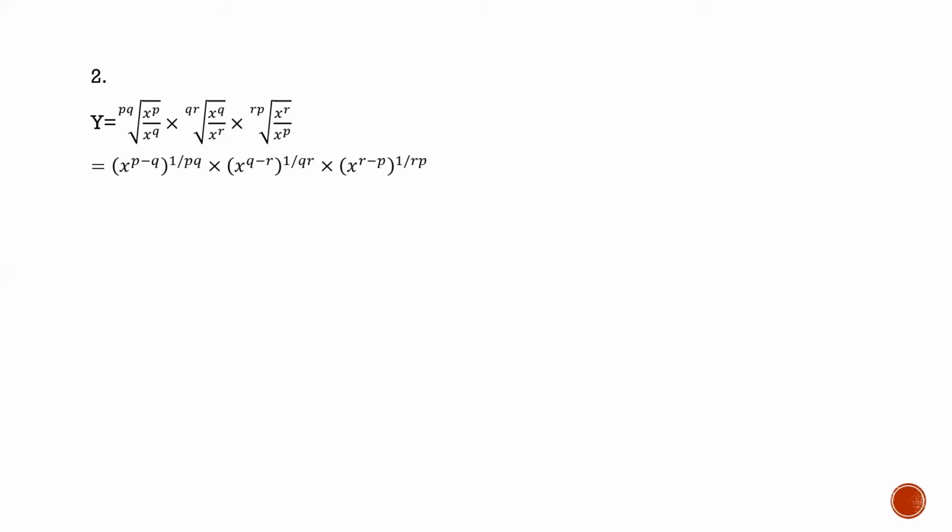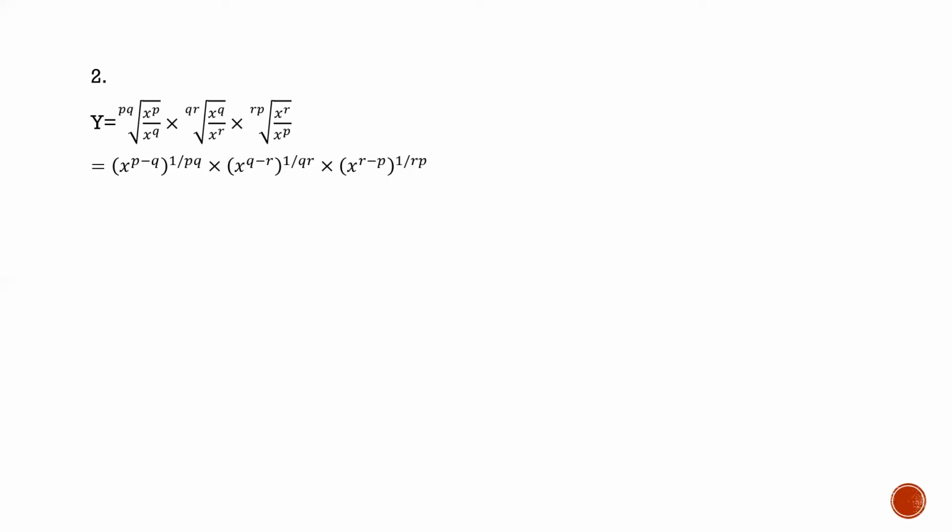Firstly, we have applied the formula of a to the power m divided by a to the power n, which equals a to the power m minus n. So applying that, we have x to the power p minus q. And to remove the pq-th root, we have to add the power 1 by pq, as we know a to the power n-th root of a is equal to a to the power 1 by n. So we have applied these two formulas in all the three parts.